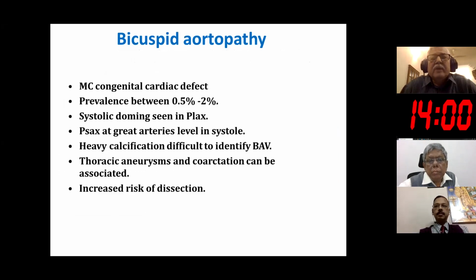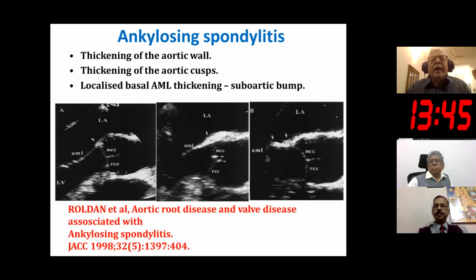Bicuspid aortopathy requires a special mention because it's one of the most common causes even today. Slowly, we are seeing more and more cases of bicuspid rather than rheumatic. And the assessment of bicuspid aortopathy is very, very important in assessing aortic regurgitation. And some of the rarer causes, I'll just give a passing mention.